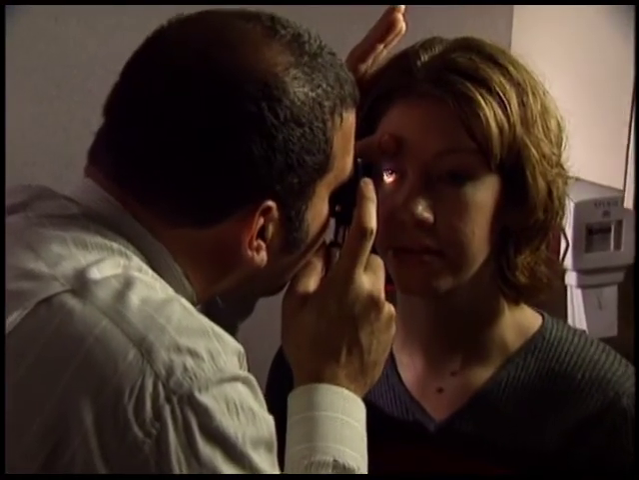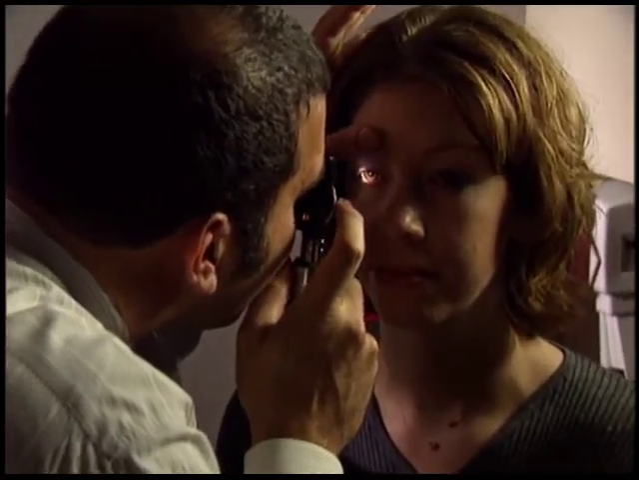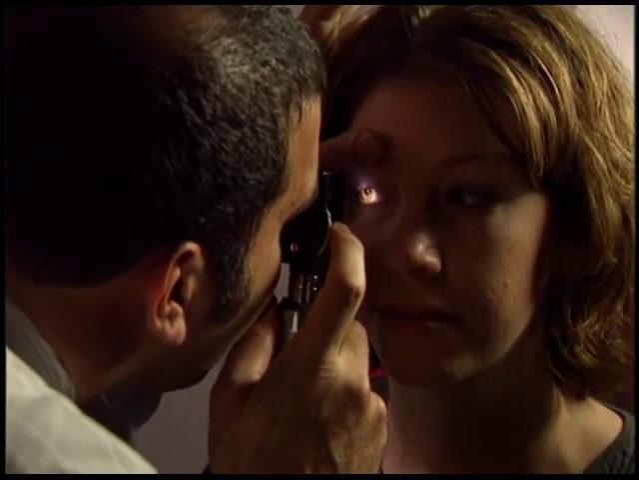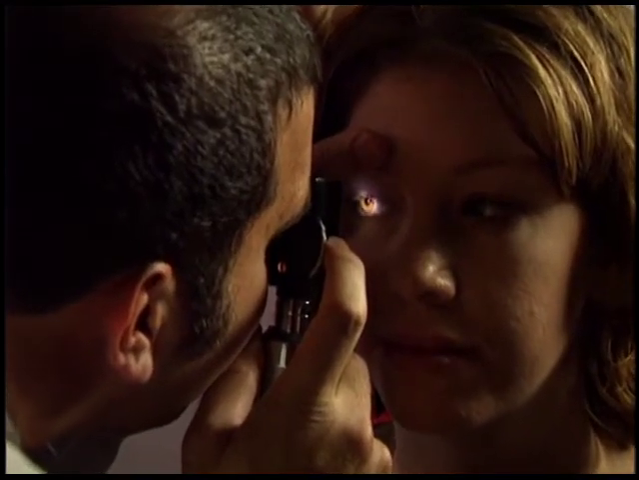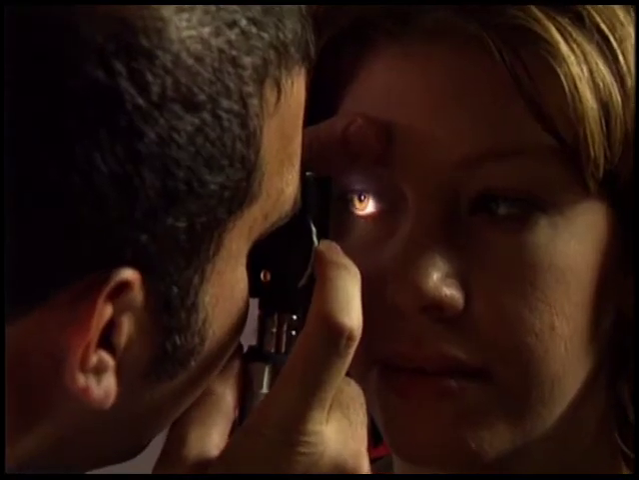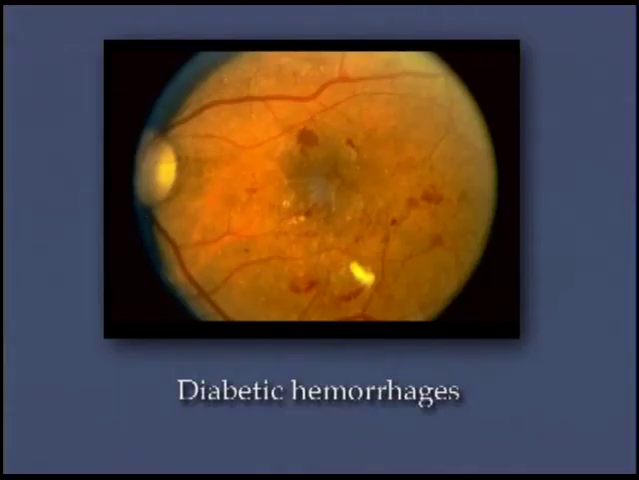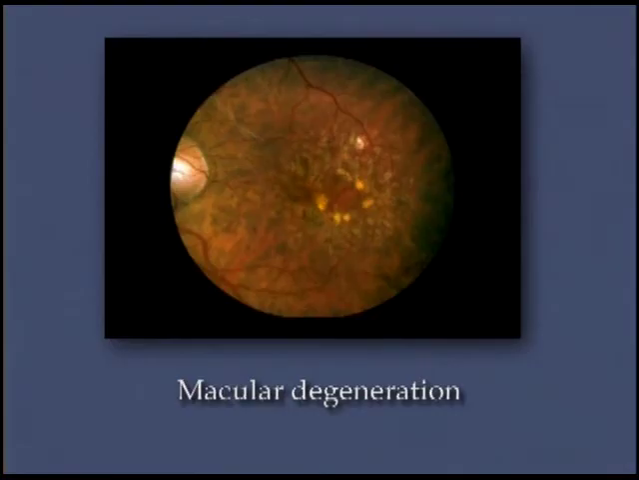If you're unable to find it, you can ask the patient to look directly at the light. The examination of the fovea should be the last part of your fundus exam, as it's slightly uncomfortable for the patient to stare directly into a bright light. Pathology include hemorrhages and exudates, as seen in this diabetic patient, and scarring and atrophy, as seen in this patient with macular degeneration.